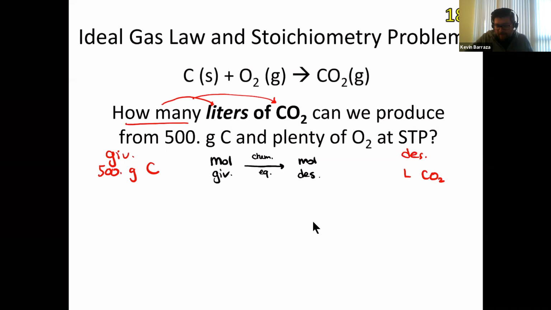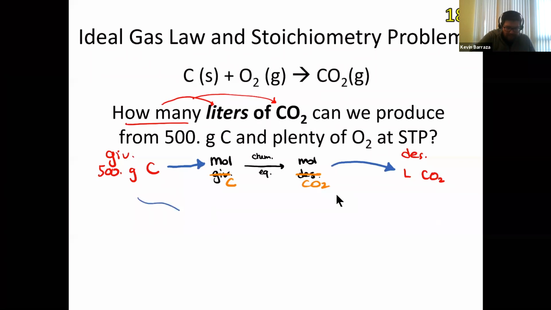Now that I've identified my units, I can make my strategy more tailored to what we're doing. I've identified the given is the amount of carbon. So I'm just going to replace the word given with carbon. The desired is the CO2 amount. So I'm going to replace the word with CO2. Now I have my flow chart. Take the givens, turn it into moles, take the moles of desired, turn it into liters.